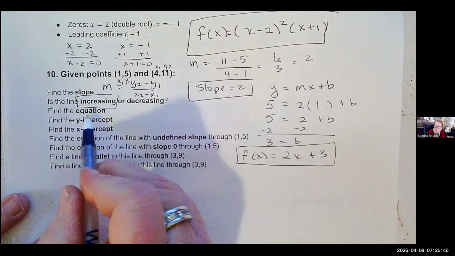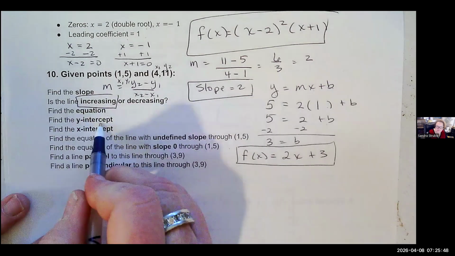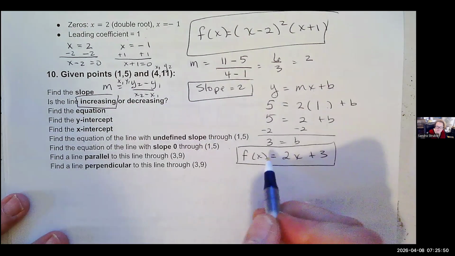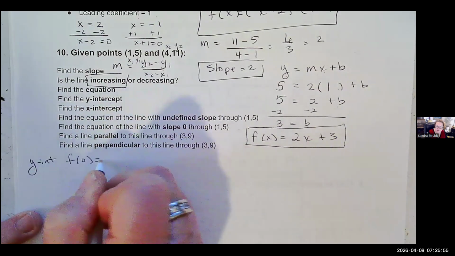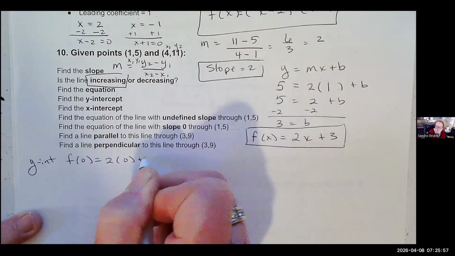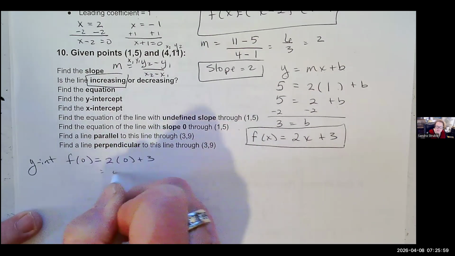All right, find the y-intercept. To find the y-intercept, that's where we have to let x equal 0. So 2 times 0 plus 3, 0 plus 3 is 3. So my y-intercept is (0, 3).